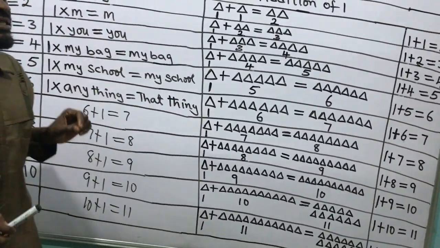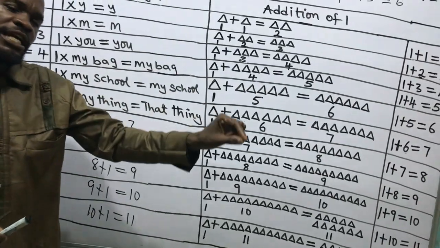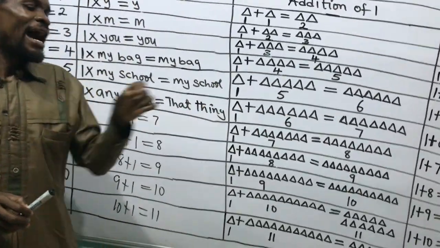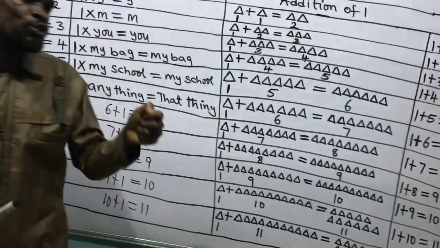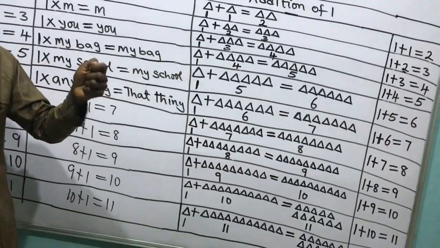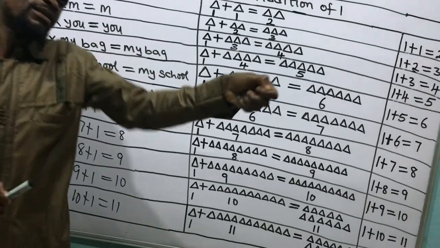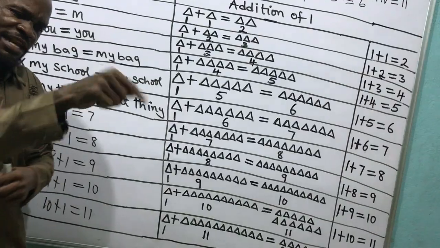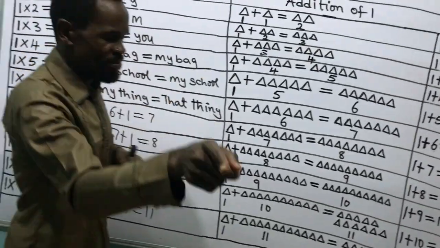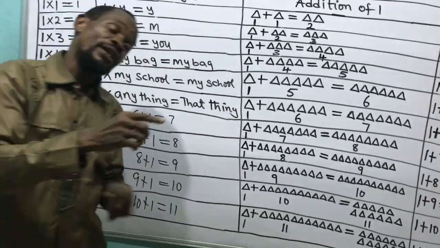If the number is 7, you add it to 1, it will be 8. If the number is 3, I add it to 1, it will be what? 4. If the number is 5, if I add it to 1, it will be 6. If 6 is added by 1, it will give me 7. If the number is 8, I add it to 1, it will be 9. If 9 is added by 1, it gives me 10.